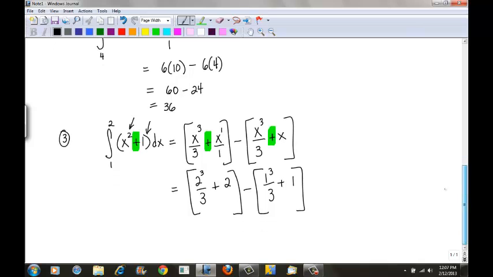Okay, so now do the arithmetic. So 2 to the third would be 8 thirds plus 2. And this would be minus 1/3. If you distribute that negative sign, minus 1. So I get 8 thirds minus 1/3 would be 7 thirds plus 1. I get 10 thirds. You agree with that? And that's the area underneath the curve. 10 thirds. Okay? I don't care how you simplify that. You just need to get the right answer when you simplify all the fractions.